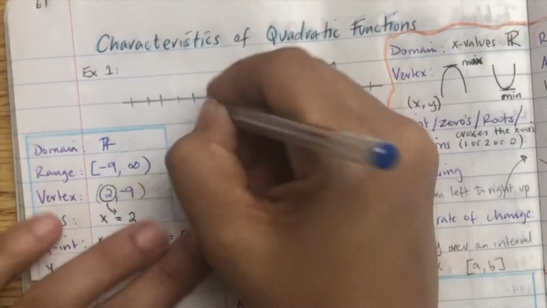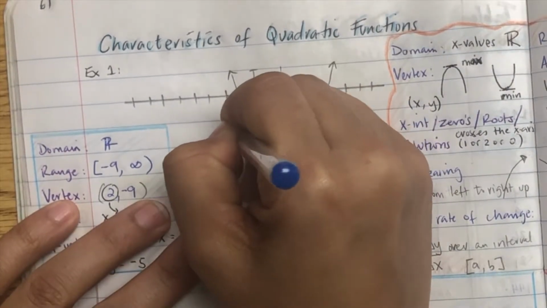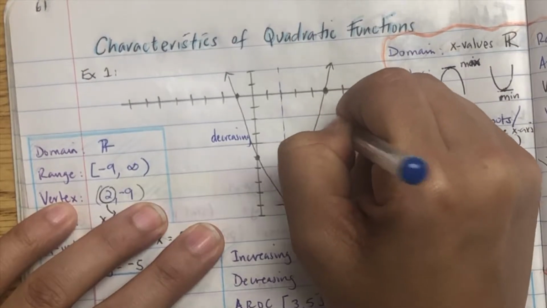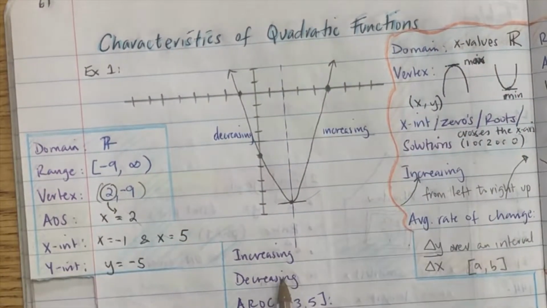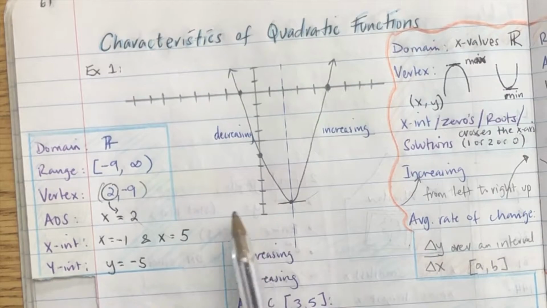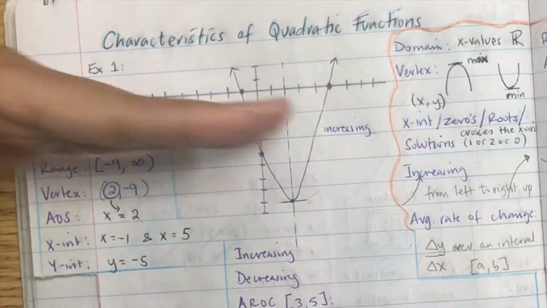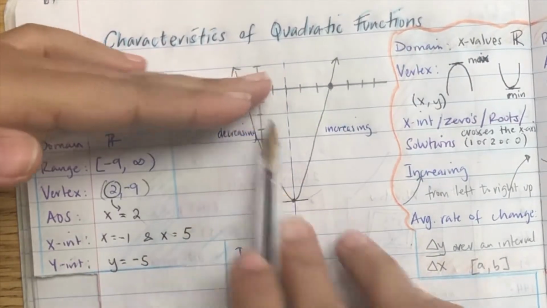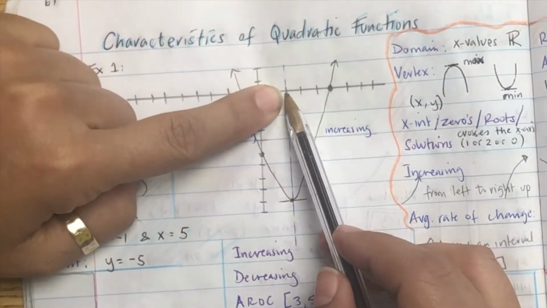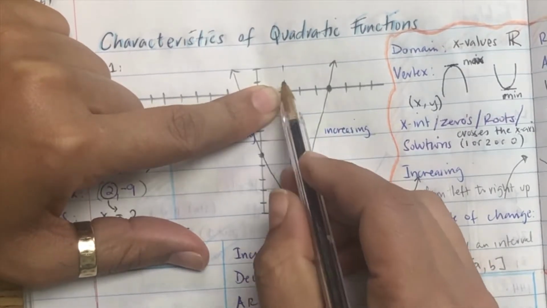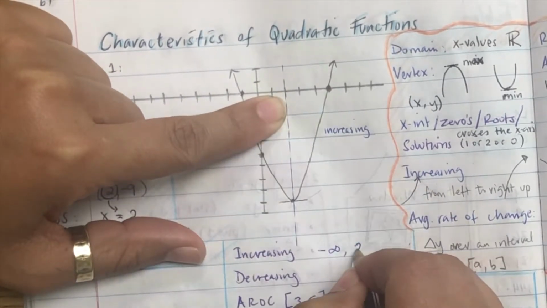So right here it's decreasing, and right here it is increasing. This is a listening check, color in increasing. And whenever you're writing these intervals, it's always in terms of x. So this graph goes on forever this way, so it's decreasing from negative infinity up to what x value? Up to this vertex, which happens at 2.